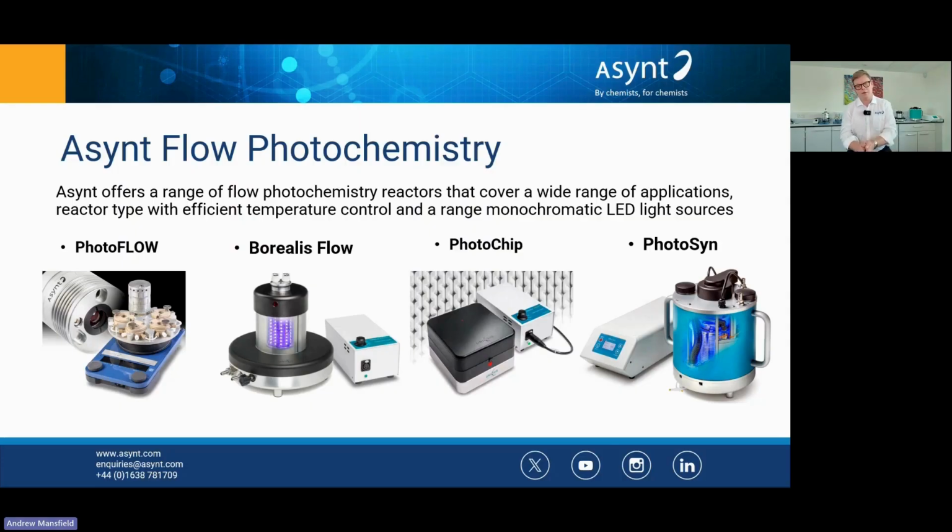And then we have the PhotoSyn, which was our first kind of venture into photochemistry. Now, the PhotoSyn can illuminate or radiate up to 700 watts. And this is being used quite extensively with customers for scale-up applications. Now, all of these products have very efficient temperature control. We can isolate the heat from the LED sources and also control our reaction temperatures precisely as well. So it hits all of those sweet spots that we've been talking about.